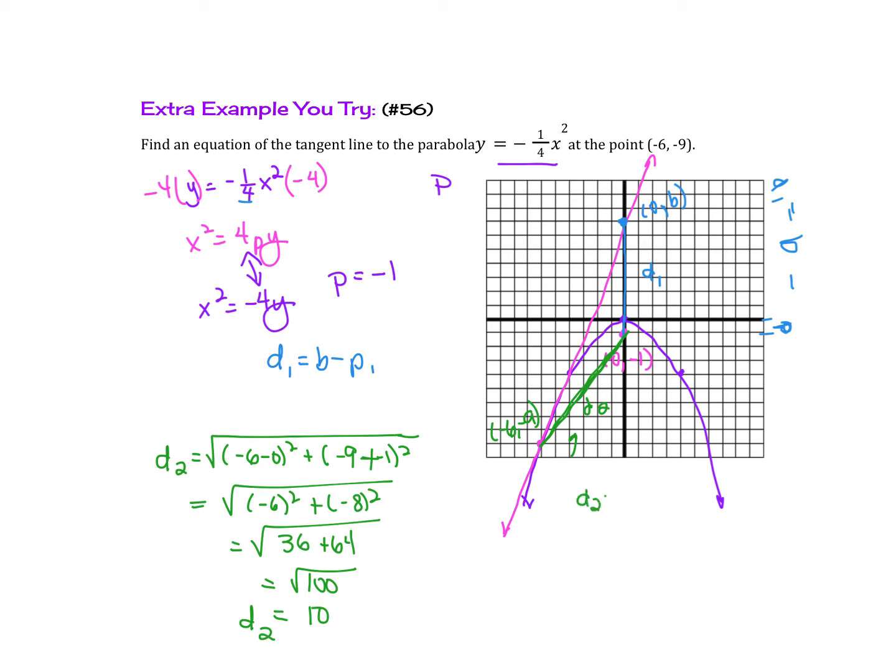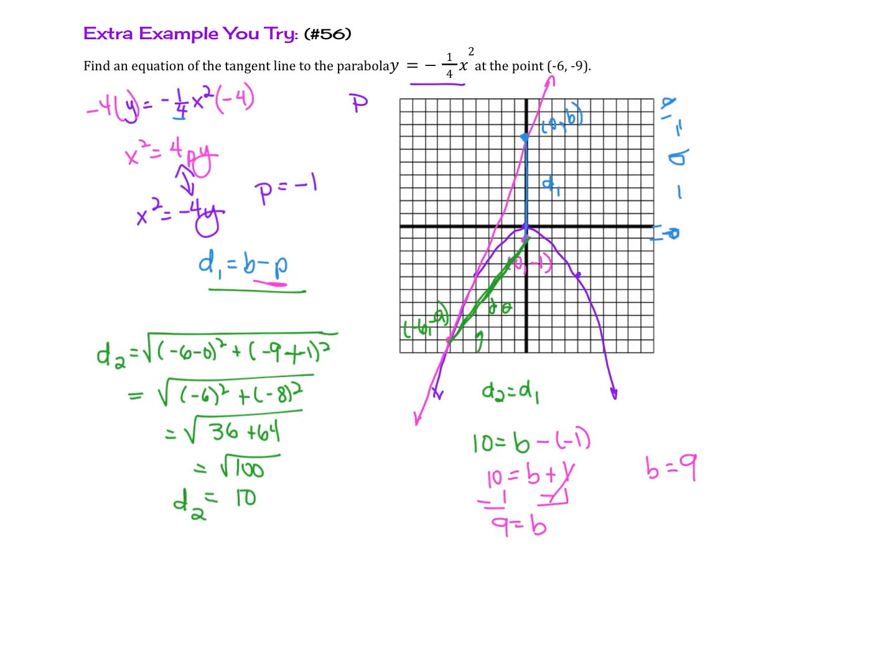So remember that distance 2 equals distance 1, so I can write an equation. Using D1 equals B minus P, we can say, since they're equal, 10 equals B, which is what we want to find, minus P, which is a -1. I'm just using the formula, B minus a -1, so that's 10 equals B plus 1. Subtract 1. So we find that our y-intercept is 9.